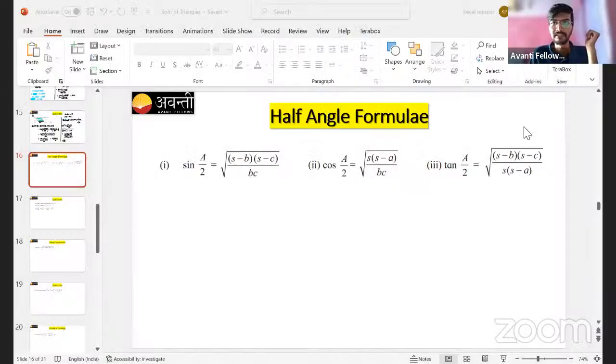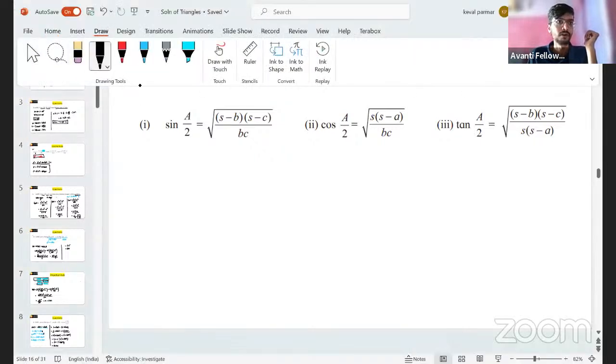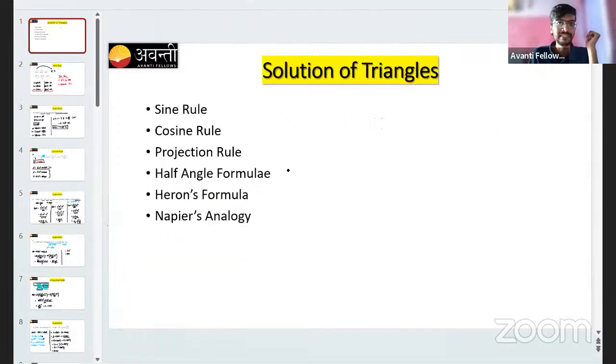So let's start today's session again from where we left yesterday. As you know, we left yesterday at the half angle formula. As I said yesterday, this time we are going to do the remaining three parts, which are the half angle formula, Heron's formula, and Napier's analogy. So let's start with the half angle formula.